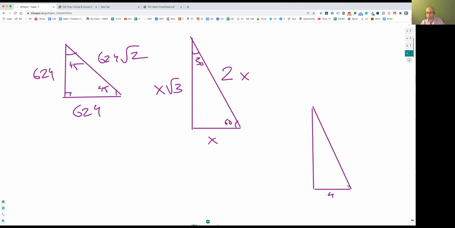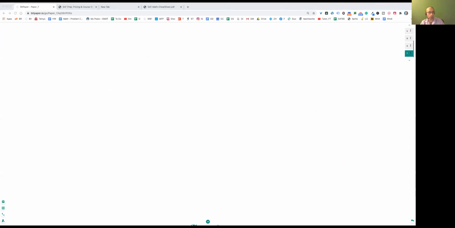Super easy. Once you know this is 4 and you know this is 30, this is 60, this is 90, you immediately say, oh, this is x. What is this? This is going to be 8. And what is this guy? This is going to be 4 square root 3. So remember that. These are important things to remember and memorize. Don't memorize anything else, but memorize this. This is going to be helpful.